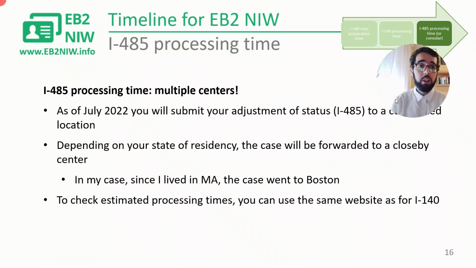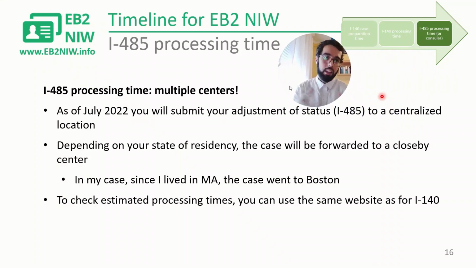And in this case, there are really multiple centers that deal with this. You will submit, at least as of now, always check the official USCIS information at the time, but as of now, you would submit to a centralized location. I believe it's Chicago. And then they will give your case to an office that is near where you live. In my case, for example, I was in Massachusetts, so my case went to Boston. My case for EB1, but it is similar for EB2 as well.